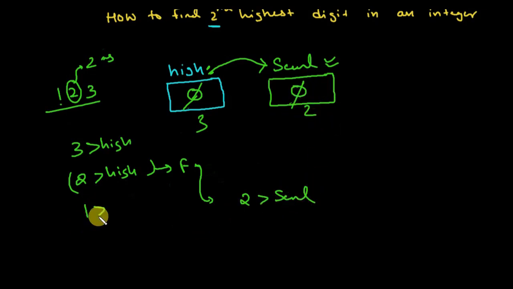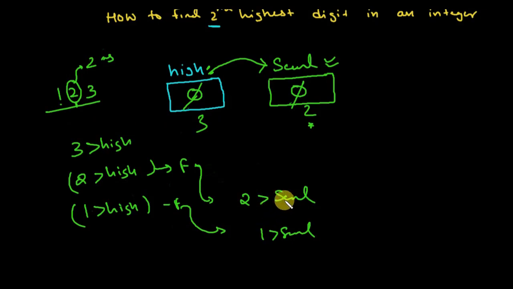Again come here. Is 1 greater than high? It's false, so again do this. Is 1 greater than second? Is 1 greater than 2? No, it's false. So this is the answer. Here 2 is the answer, and here also 2 is the answer.